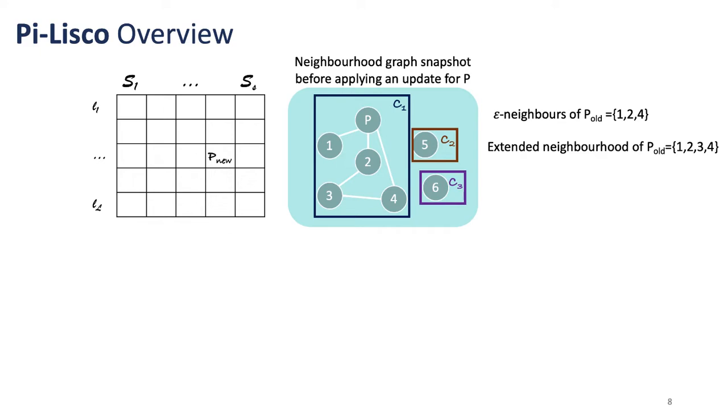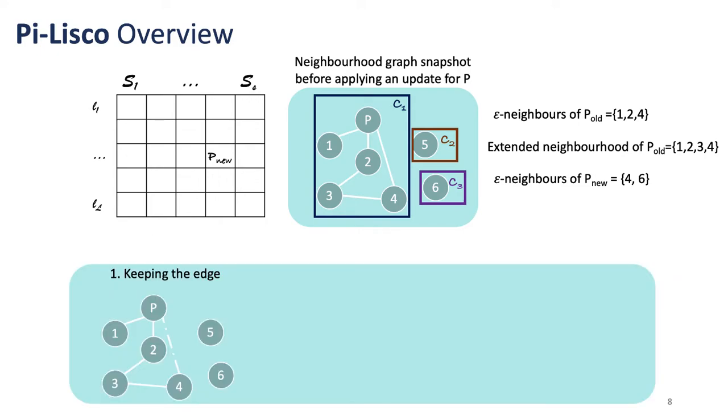Now let's assume that LiDAR reads an update for point P, and with this new reading, the epsilon neighbors of P should be points 4 and 6. So now we need to update the neighborhood graph, and more specifically the edges of the updated points accordingly. To update the edges in the neighborhood graph, there are three possible cases. The first case is to keep the edge that already exists. In this example, the edge between point P and 4.